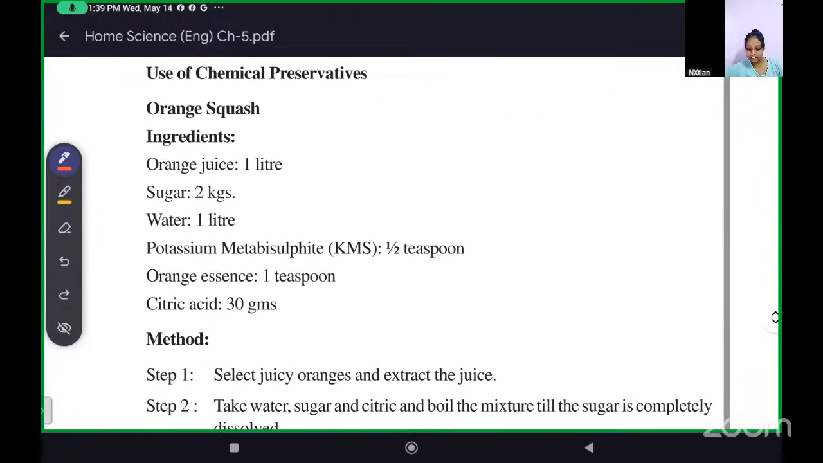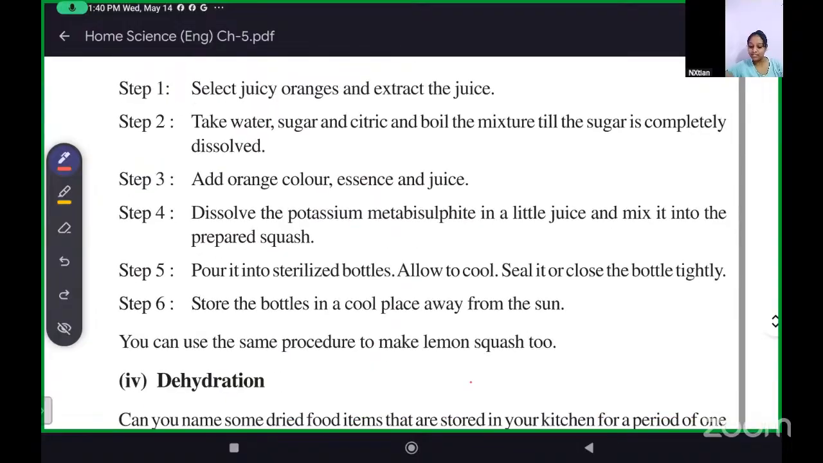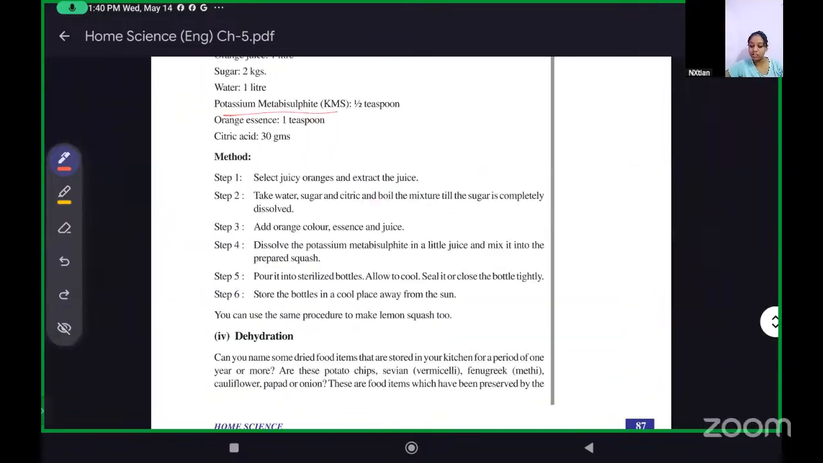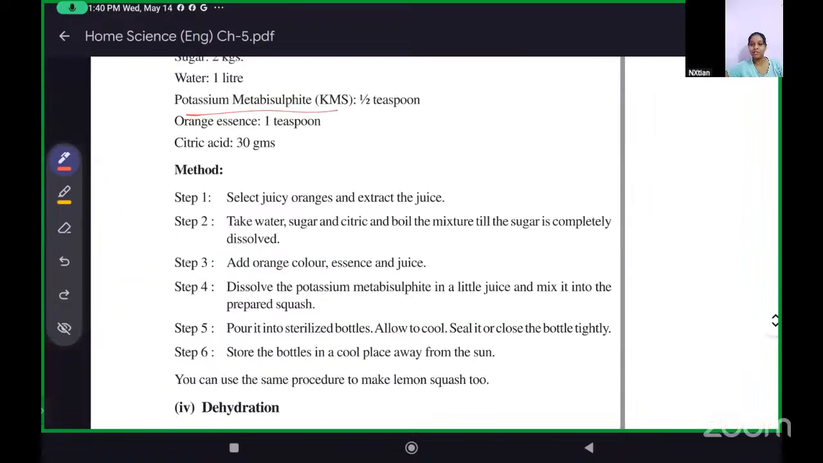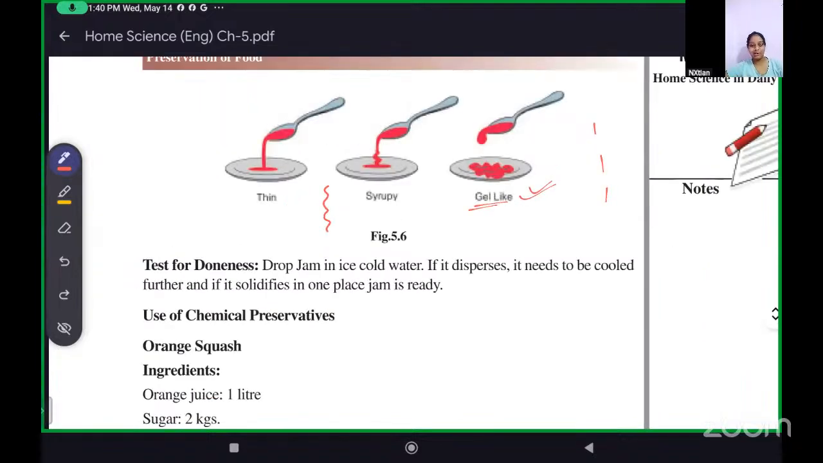There is an orange squash recipe using chemical preservatives, that is potassium metabisulfite. We will do the orange squash recipe tomorrow. We will stop here for today. Orange squash recipe we will do tomorrow, and we will complete the rest of the remaining methods of preservation. That's all for today. Revise this, make small notes, prepare for the upcoming test, and I'll see you all tomorrow.